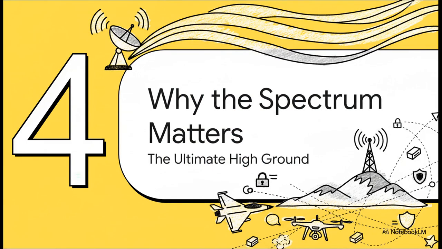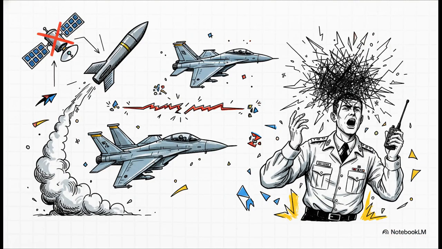So why does all of this matter so much? Because in any modern conflict, controlling the electromagnetic spectrum isn't just an advantage, it's everything. It is the new ultimate high ground. Because if you lose control of the spectrum, you are instantly blind, deaf, and lost.